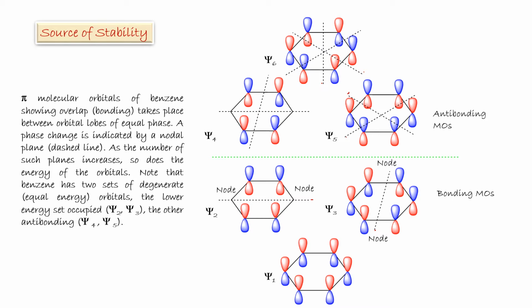Scientists were able to calculate psi 1, psi 2, psi 3, psi 4, 5, and 6. They found out that in benzene, psi 2 and psi 3 are equal in energy, psi 4 and psi 5 are equal in energy. The group at the bottom, psi 1, psi 2, psi 3, we call them bonding molecular orbitals. Psi 4, psi 5, psi 6 are anti-bonding molecular orbitals.